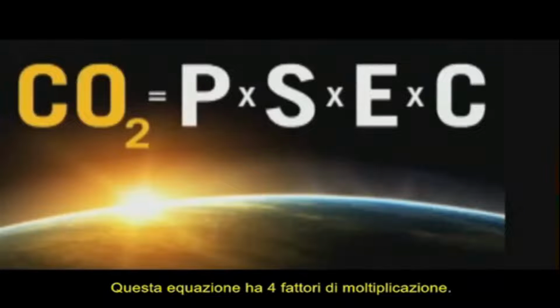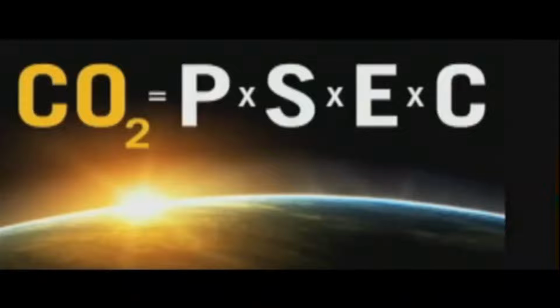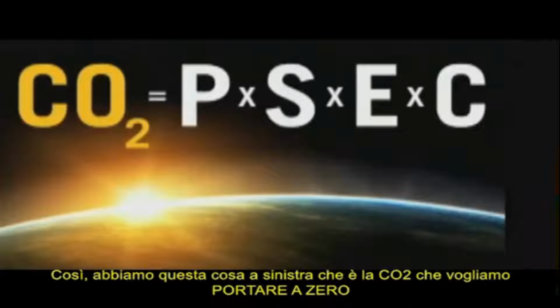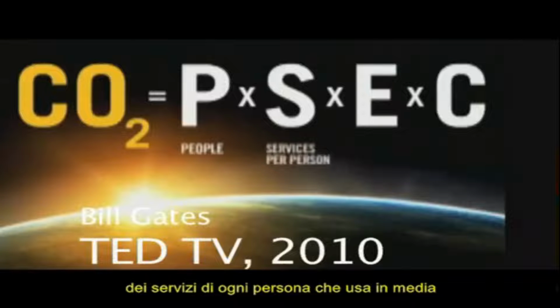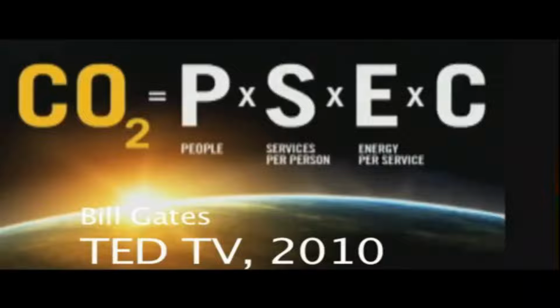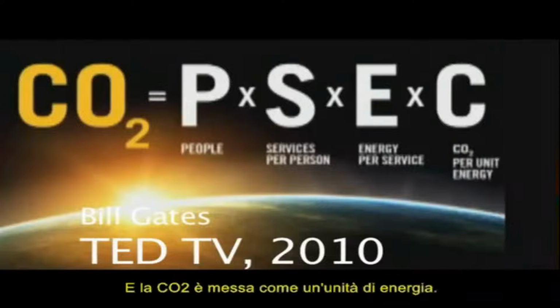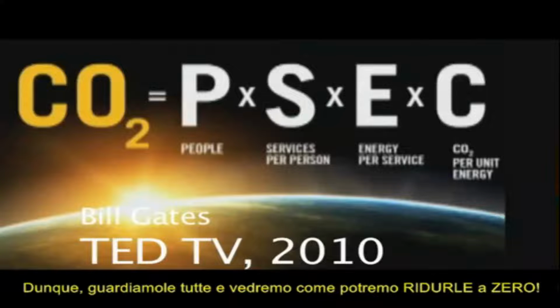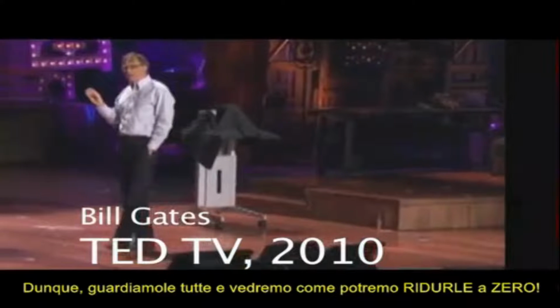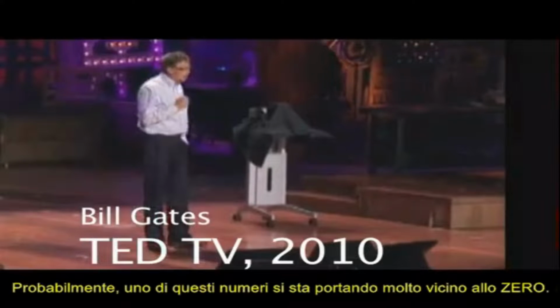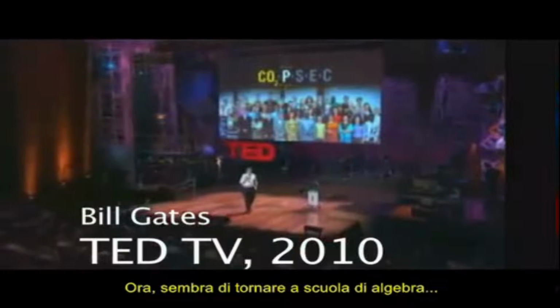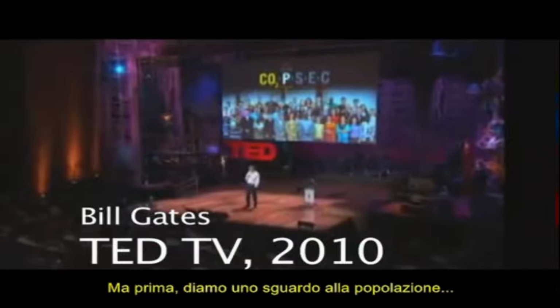This equation has 4 factors, a little bit of multiplication. So you've got a thing on the left, CO2, that you want to get to 0. And that's going to be based on the number of people, the services each person's using on average, the energy on average for each service, and the CO2 being put out per unit of energy. So let's look at each one of these and see how we can get this down to 0. Probably one of these numbers is going to have to get pretty near to 0. That's back from high school algebra. But let's take a look.